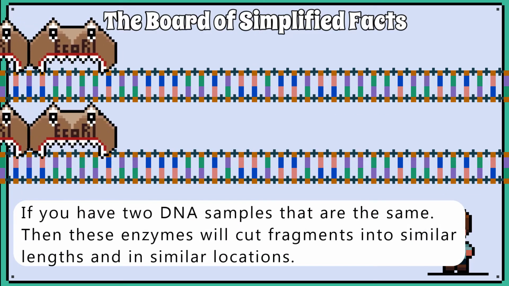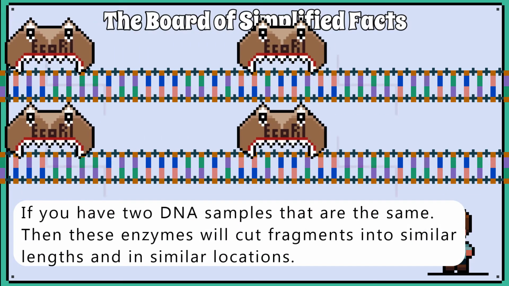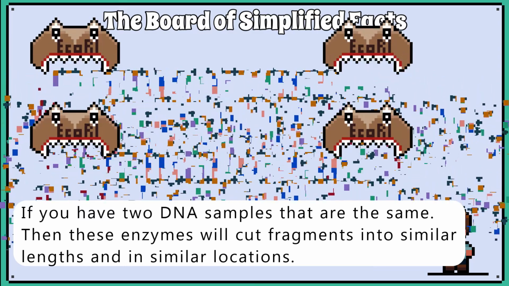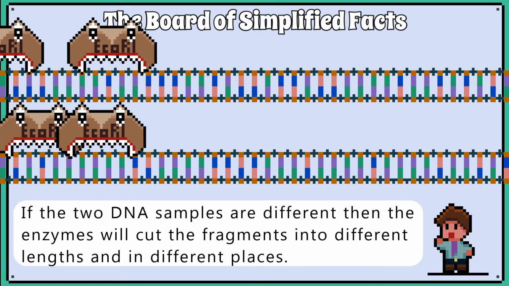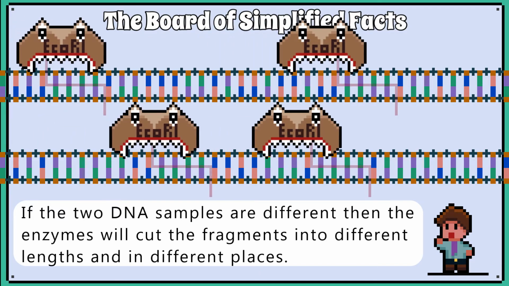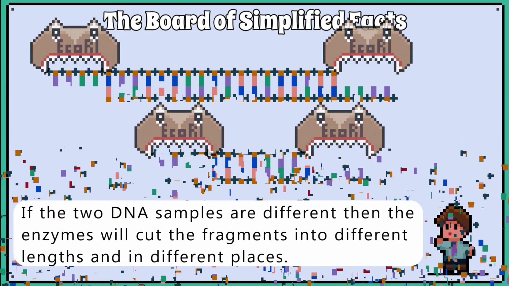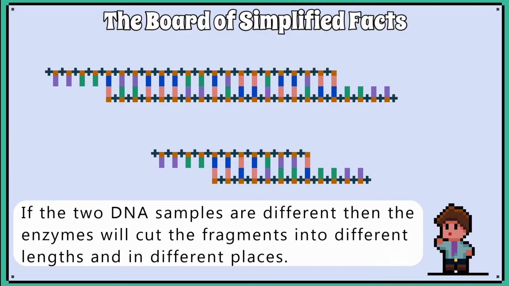If you have two DNA samples that are the same, then these enzymes will cut fragments into similar lengths and in similar locations. If the two DNA samples are different from each other, then the enzymes will cut the fragments into different lengths and in different places.